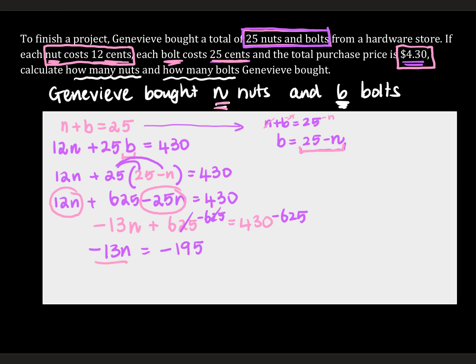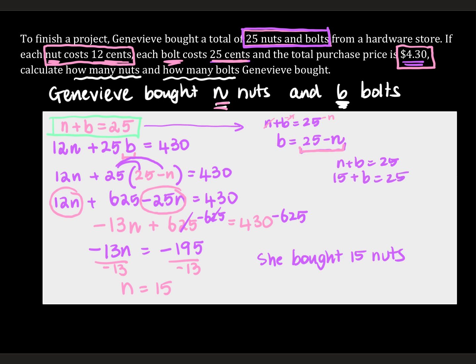What do I do next? Just divide by negative 13. And that will give me N equals 15. Just like before, you see we've got the same answer. What do we say? She bought 15 nuts. And we need to work out how many bolts. Well, I'm going to use this one here. So we've got N plus B equals 25. 15 plus B equals 25. Take 15 off both sides. And again, B is 10. She bought 15 nuts and 10 bolts.